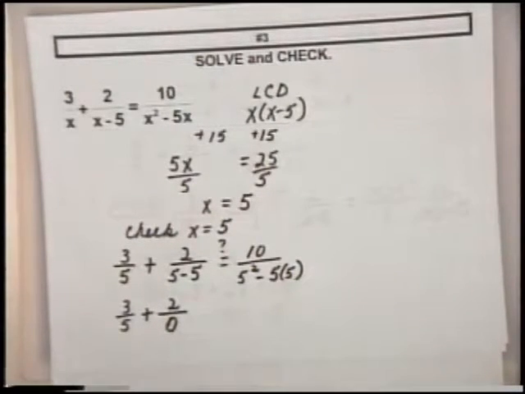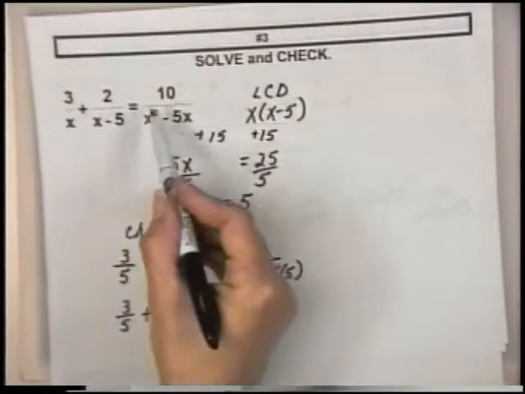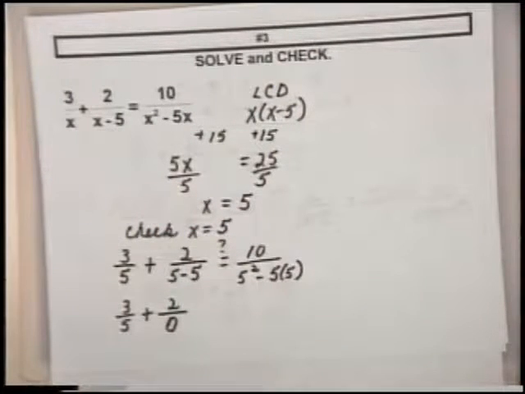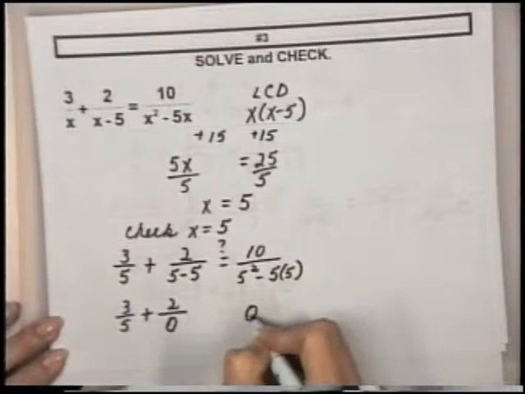What is 2 divided by 0 equal to? Division by 0 is undefined. Since division by 0 is an undefined operation, the value x equals 5 cannot be a solution of the original equation. Therefore, there is no solution for this equation. We write the empty set symbol or no solution.